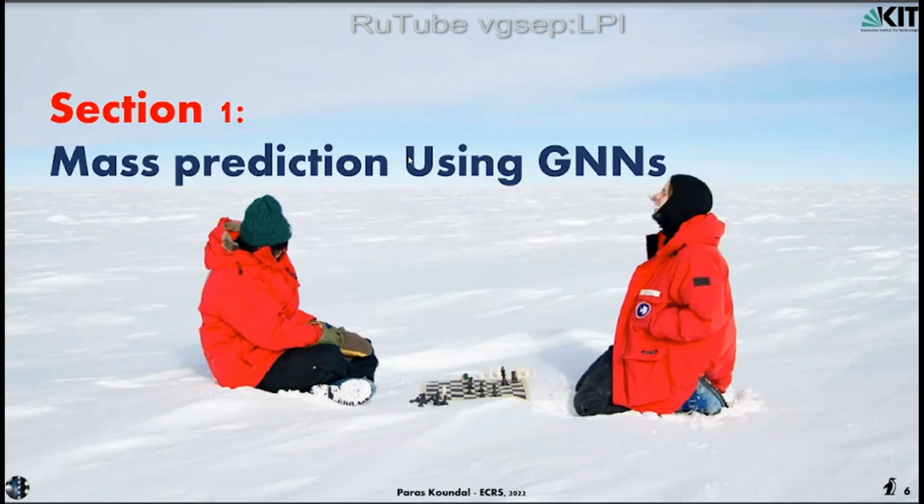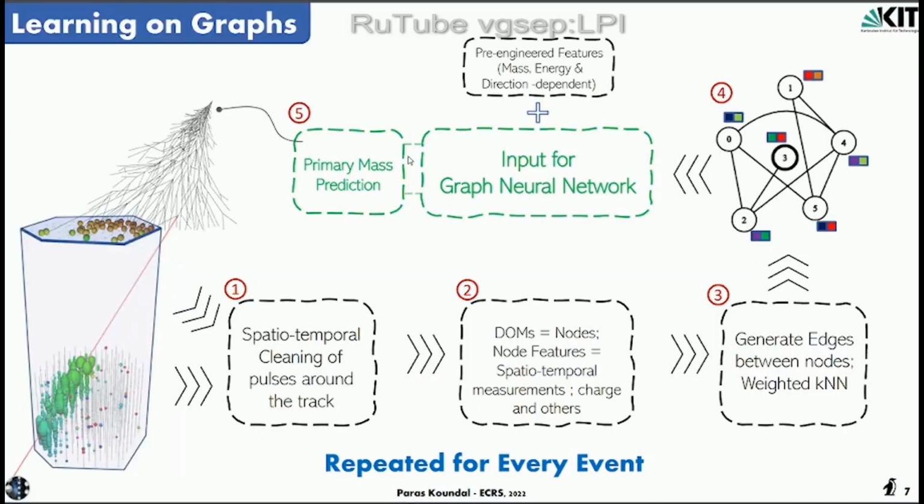So how does it happen for IceCube? What I do is I take the IceTop footprint as well as the in-ice footprint and then perform some spatiotemporal cleaning around the pulse track. Obviously here I need some prior reconstruction of the track, but in future work, I'll try to move beyond this. And then we interpret the DOMs, which are basically the small circles here, as the nodes of the graph. The node features are some spatiotemporal measurements like charge, and where the particular DOM which was hit is in the detector.